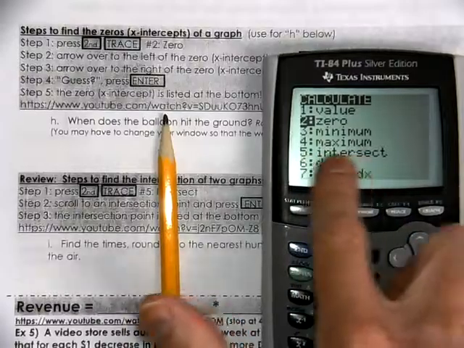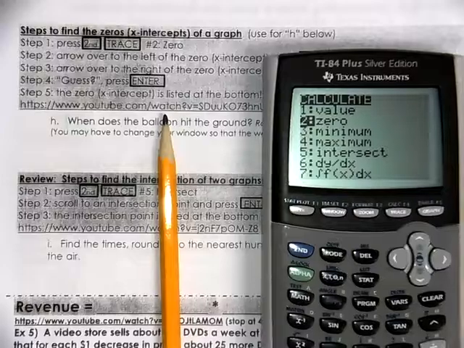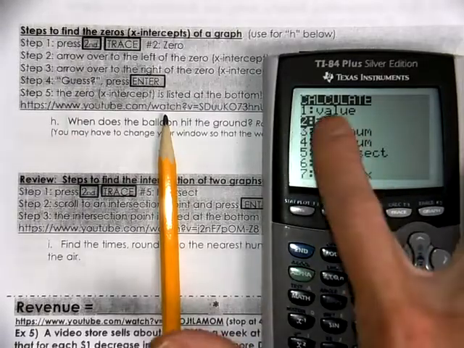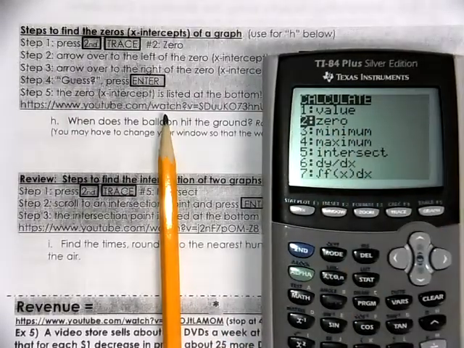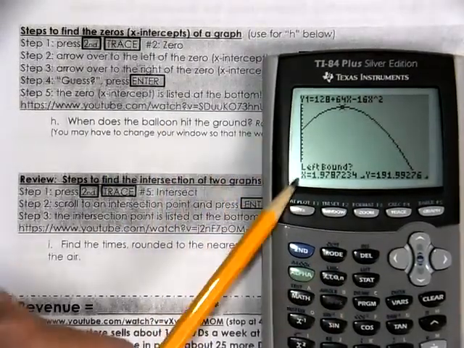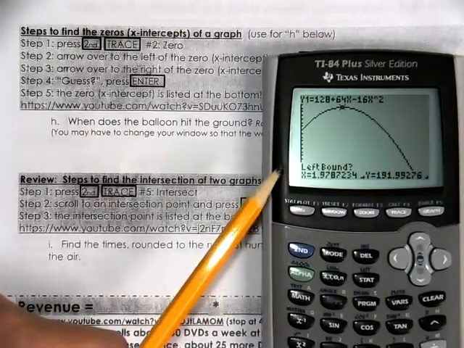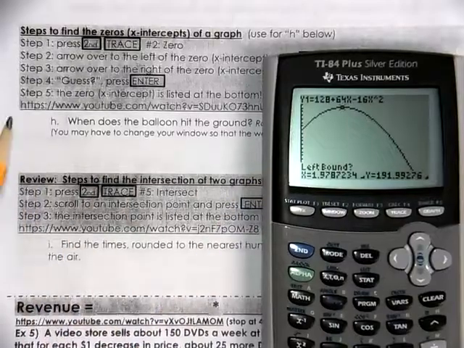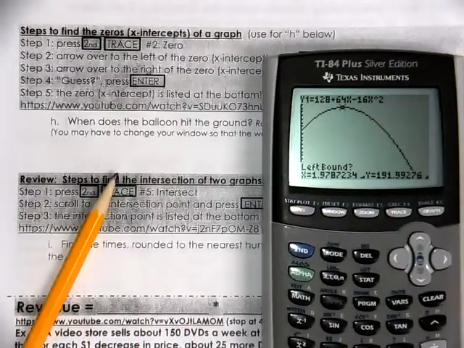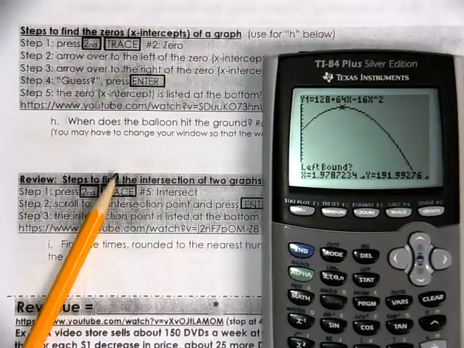Other common answers, people talk about intersect, but intersect is going to be two functions. Where do two functions cross? This is going to be the 0 of the function, so we hit that. Look at what it asks for again. It asks for left bound. It wants to be on the left-hand side of the answer. Well, looking at your table, what number do we know is to the left of our answer in terms of time when it hits the ground? 0 is definitely to the left.